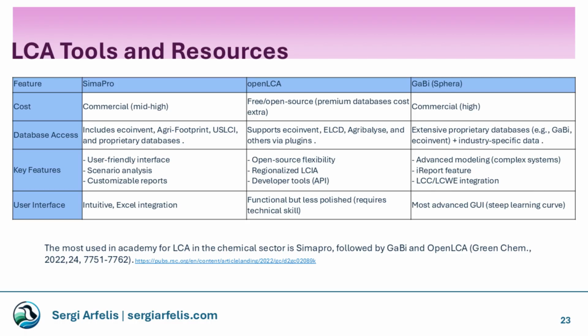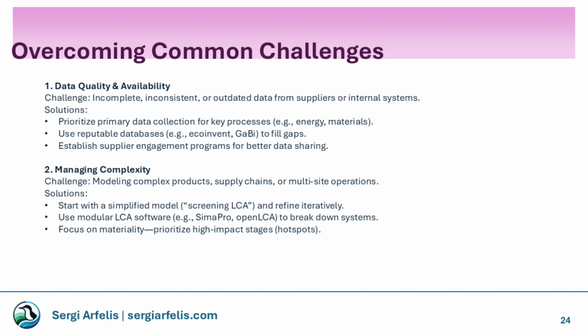In summary, SimaPro is favored in academic settings for its balance of usability and features, openLCA appeals to those seeking flexibility and lower costs, and GaBi is preferred for advanced industrial applications requiring comprehensive modeling and data resources. Overcoming common challenges is essential for successful lifecycle assessment implementation. Let's review some of the most frequent obstacles and practical solutions.